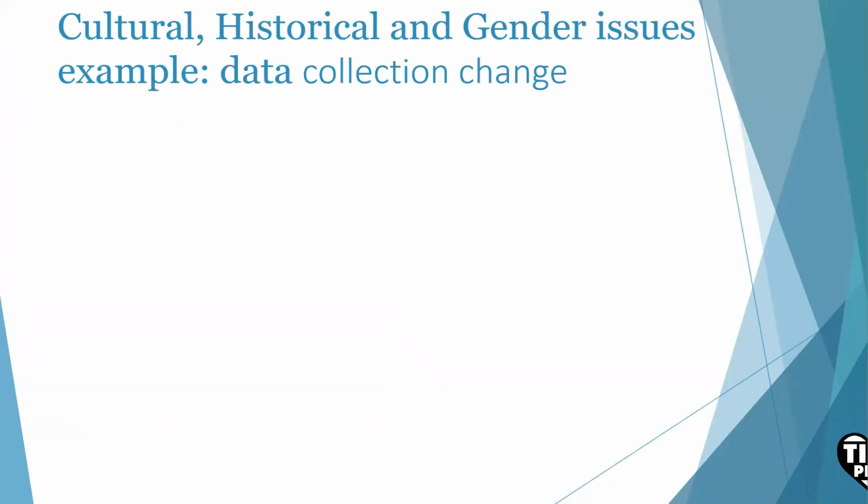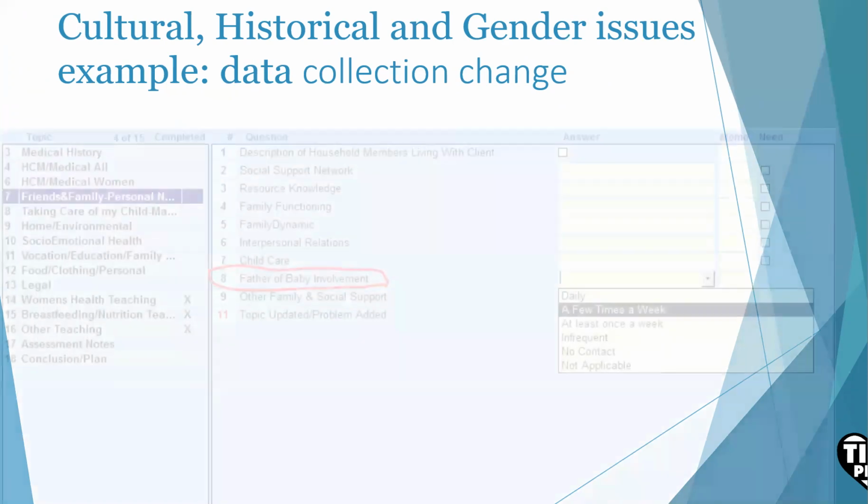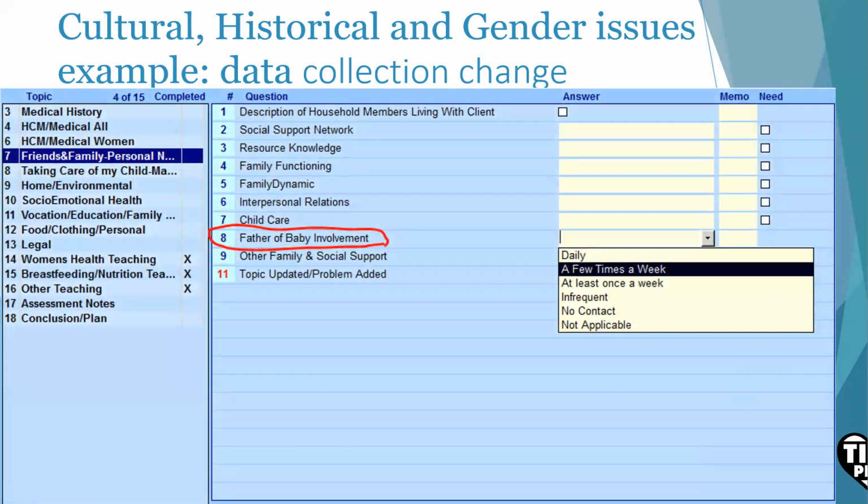Now let's look at cultural, historic, and gender issues as an example. And this one shows a data collection change. For years in our county, we had been asking in our assessments how often the father of baby was involved and had a drop-down of answers: daily, a few times a week, at least once a week, infrequent, no contact, or not applicable.